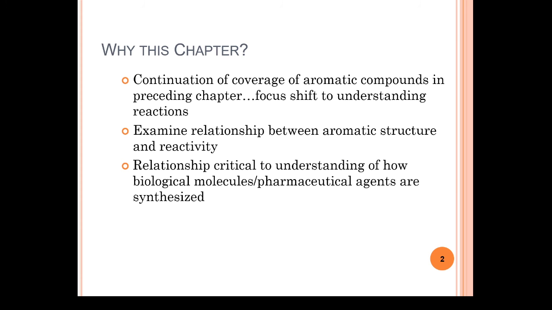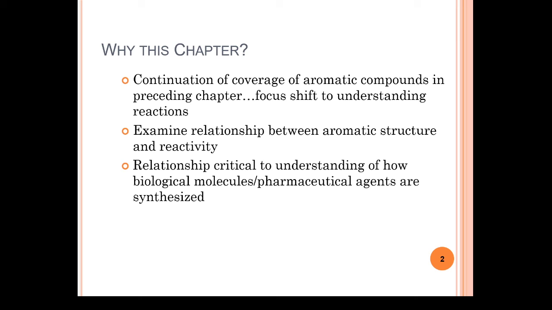All right, so the next chapter we're going to talk about is electrophilic aromatic substitution, also known as EAS reactions. In this book, it is chapter 13. That's where this information can be found. So why are we even looking at EAS reactions? Well, we're going to continue to talk about aromatic compounds and then understand the reactions that are occurring with aromatic compounds. And these aromatic compounds, specifically derivatives of benzene, are very important in biological and pharmaceutical molecules.